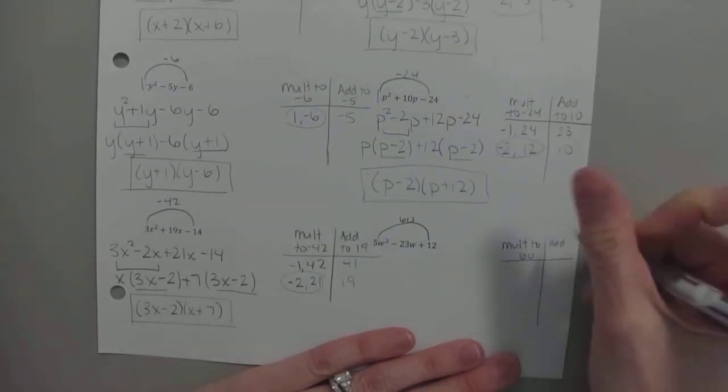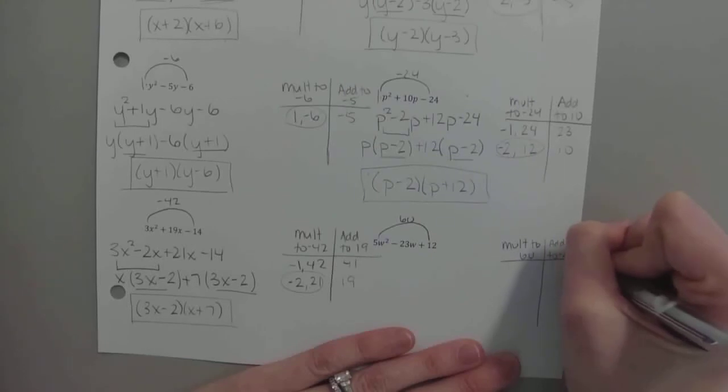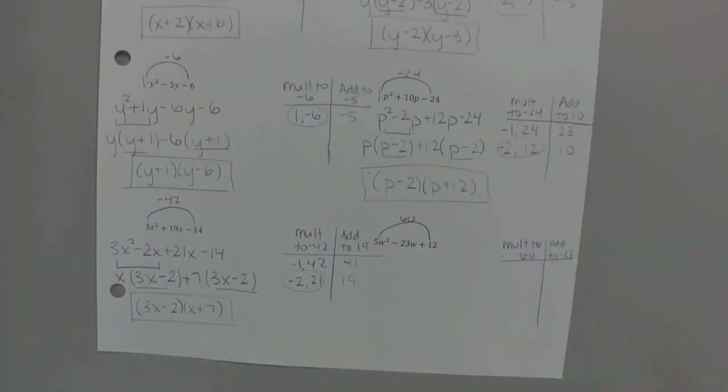5 times 12 gets us to what, guys? 60. So we're going to multiply to 60. And when we get to the back, we don't have to do all of them because you guys are getting this, okay? I promise we don't have to overkill it. But we're going to add up to negative 23.